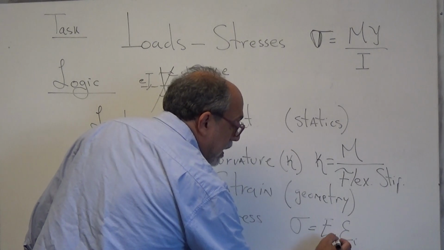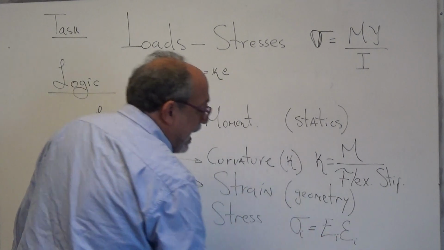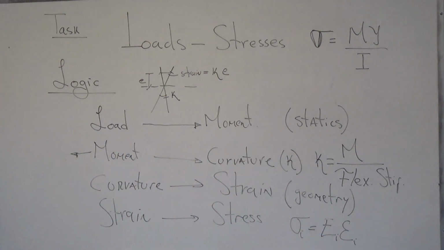Just like, I guess we can call it sigma_i is equal to E_i times the strain_i, right? And the E and the strains could vary. So this is what we are going to be doing: to illustrate how to apply this theory. That will be our task today, and to do an example.